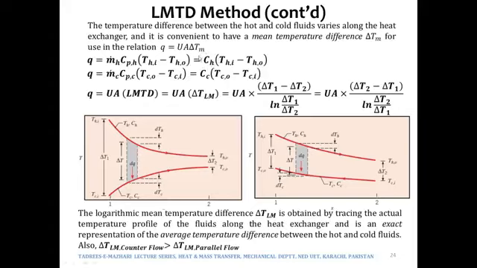So this has been written in terms of the hot fluid, and this one has been written in terms of the cold fluid. So it would be Th in minus Th out. Over here it would be T cold out minus T cold in. Why? Because Th in is greater than Th out, and T cold out would be greater than T cold in, because the cold fluid is getting heated up.